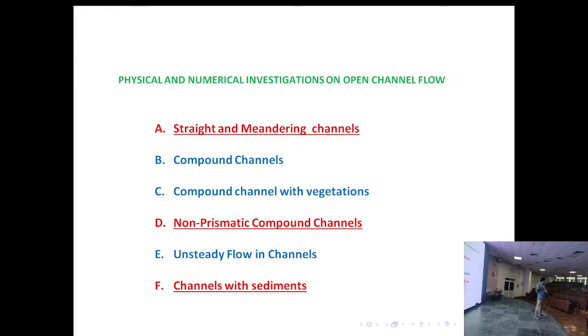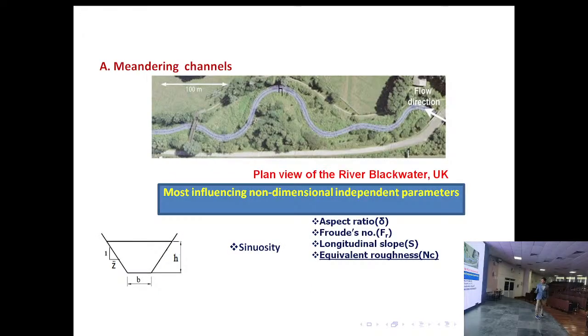So today I'll just extend some half an hour on that. Then I'll stop because the next presentation will be there. Very quickly I have to tell, you see, meandering channels. I already told many influencing parameters, aspect ratio, because finally it should be applicable to the field. Whatever equations or models are developed, they should be applicable to the field. So you have to take non-dimensional parameters for our modeling so that you can apply to the field. Aspect ratio, Froude number, slope, equivalent roughness, all these things are non-dimensional parameters.